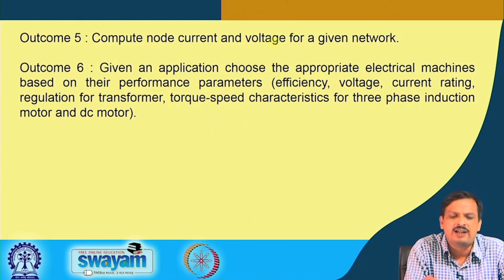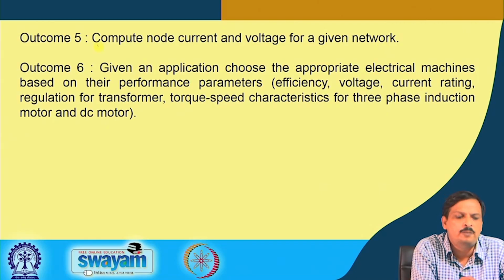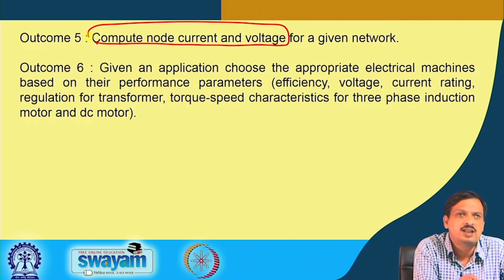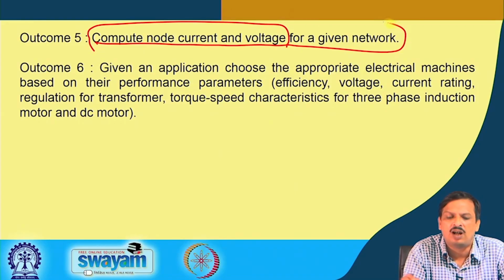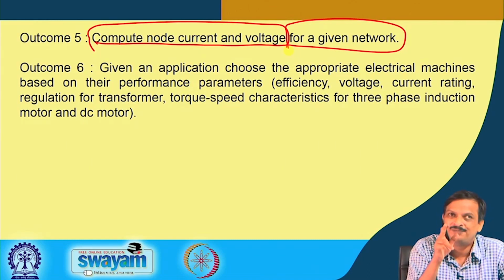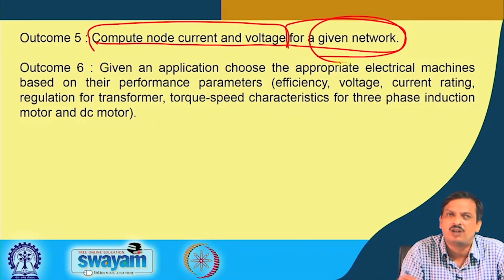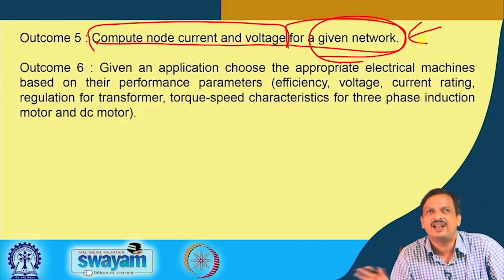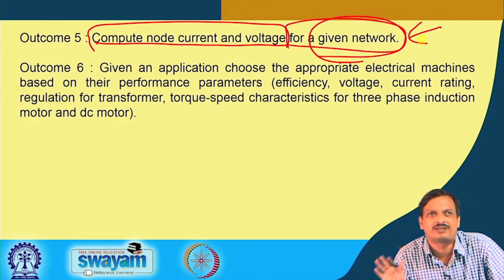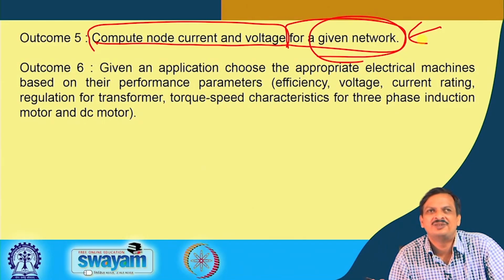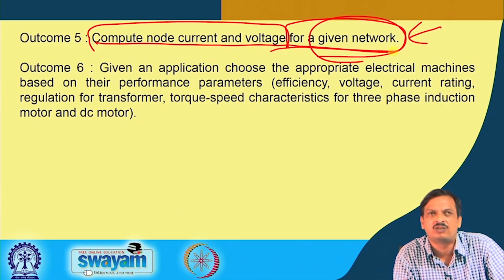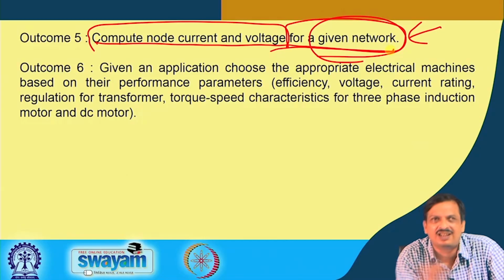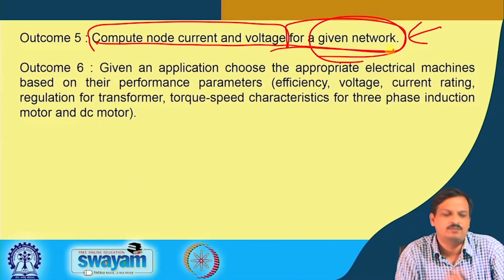Compute node current and voltage for a given network. So, compute node current and voltage is the performance component, for a given network is the condition component, but this outcome may not be achievable because the complexity of the network is not specified. I do not know if it is one of the course outcomes of a BTech level subject. Within 40 lectures, you cannot cover all kinds of complex networks. So, whatever is achievable, you can mention in the outcome. That is why I say an outcome is not a single line statement, it may be a paragraph.